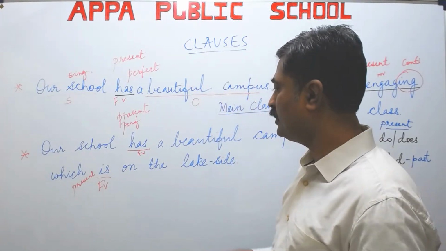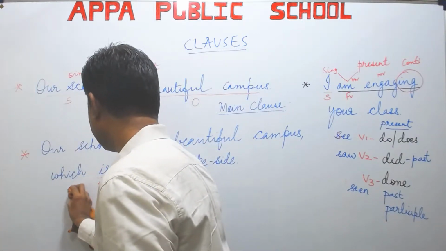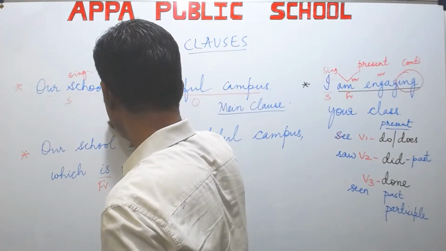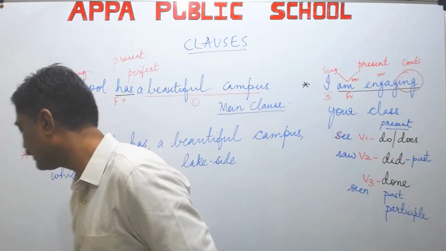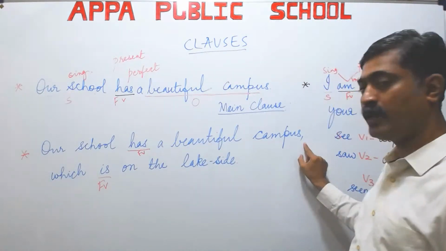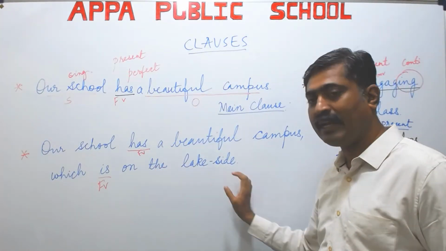Okay. So now let's look at the example from the clause point of view now. So what are these clauses that we have got here now? One clause is our school has a beautiful campus. Note the punctuation here. It's a comma, which is on the lakeside.